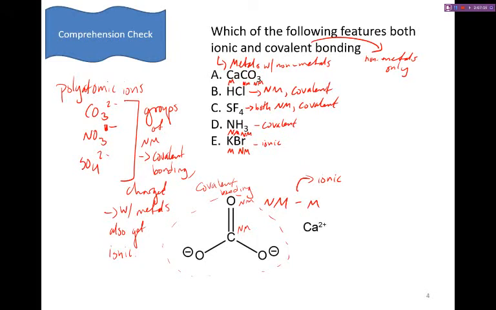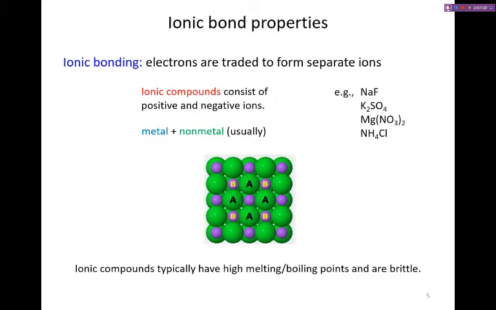All right, let's go a little bit more into ionic bond properties. As we talked about just recently, ionic bonding is when electrons are traded to form separate ions. Ionic compounds consist of positive and negative ions, and it's a metal bound with a nonmetal. Some examples include sodium fluoride, potassium sulfate, magnesium nitrate, and ammonium chloride. They form what are called lattices. A lattice is a three-dimensional structure with repeating patterns.